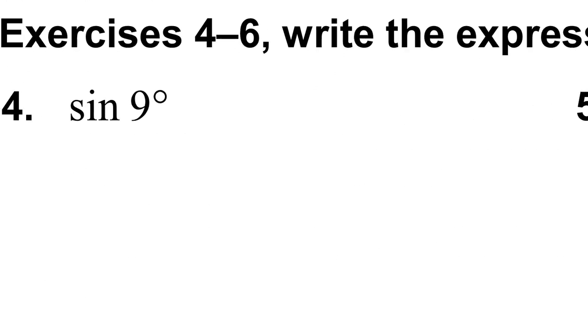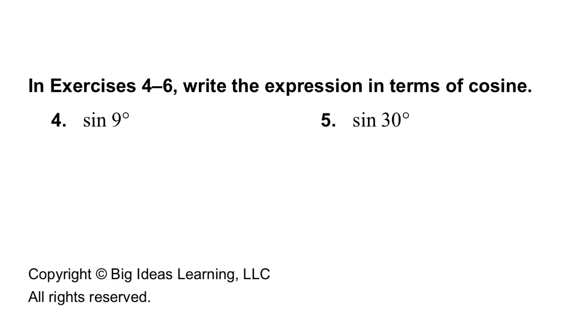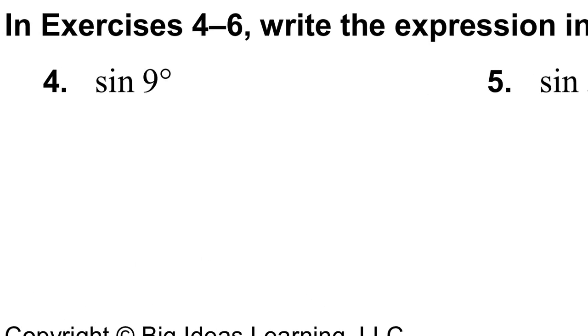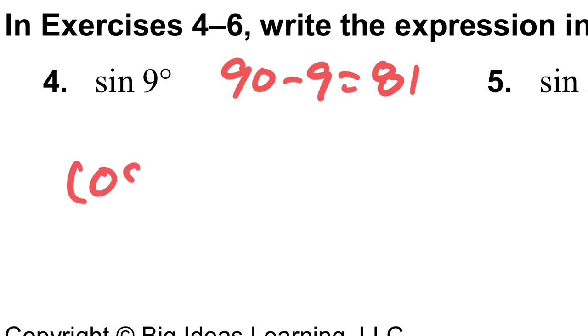Now let's just do number 4 here. Write the expression in terms of cosine. That means I want to find its complement. So I'm going to think of what's 90 minus 9. That's 81. So sine of 9 degrees is the same thing as the cosine of 81 degrees.